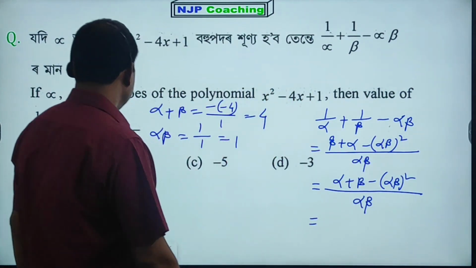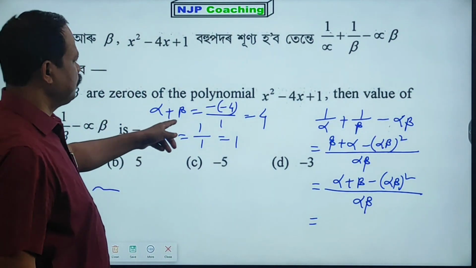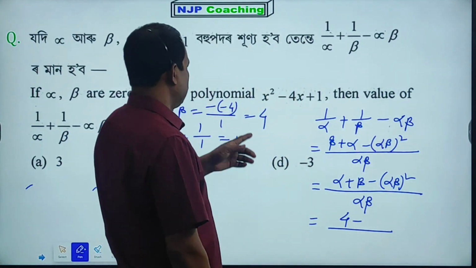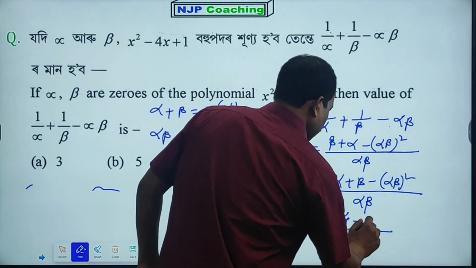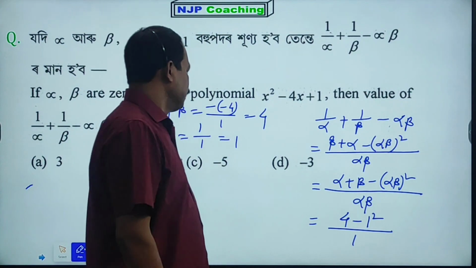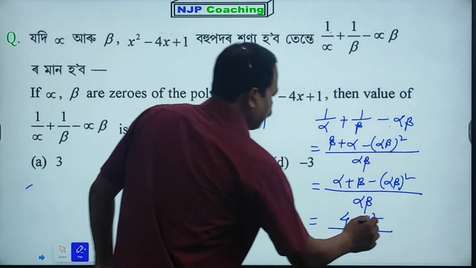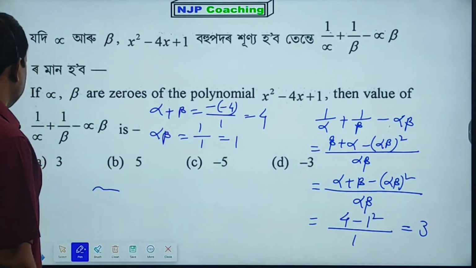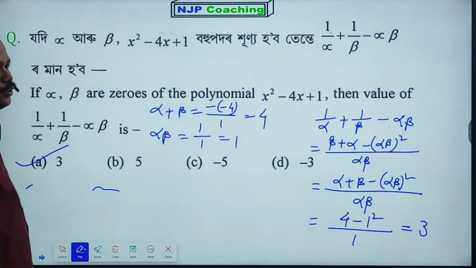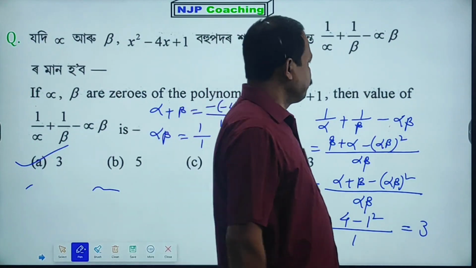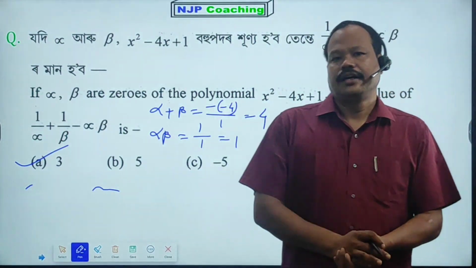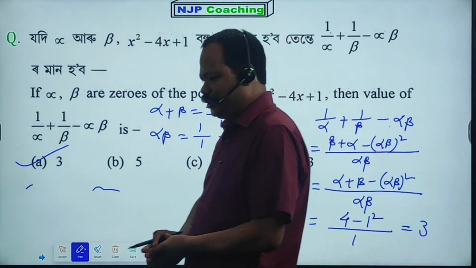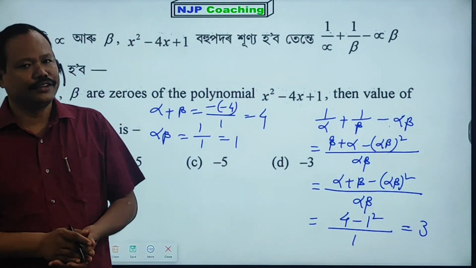Now if we put the values, alpha plus beta equals 4, minus alpha beta square equals 1 square, divided by 1. So the value is 4 minus 1, which is 3 by 1, that is 3. So where is the answer? Option A is the right answer. Do not think that this is a tough question. This is an important question also.